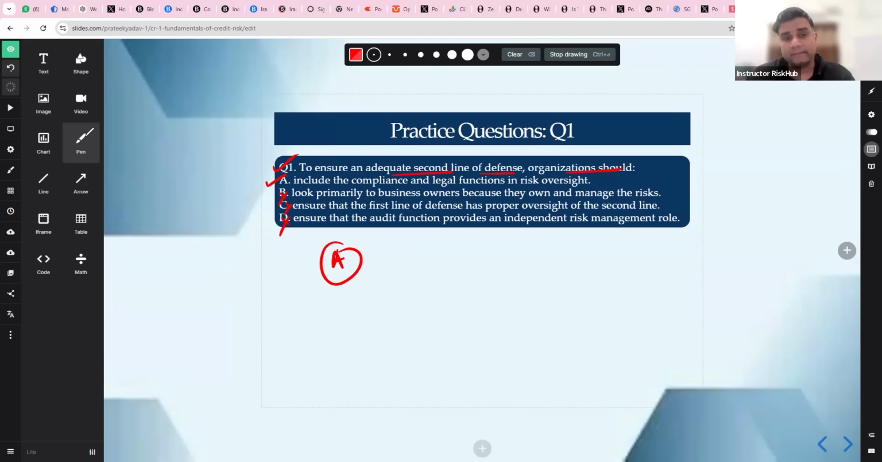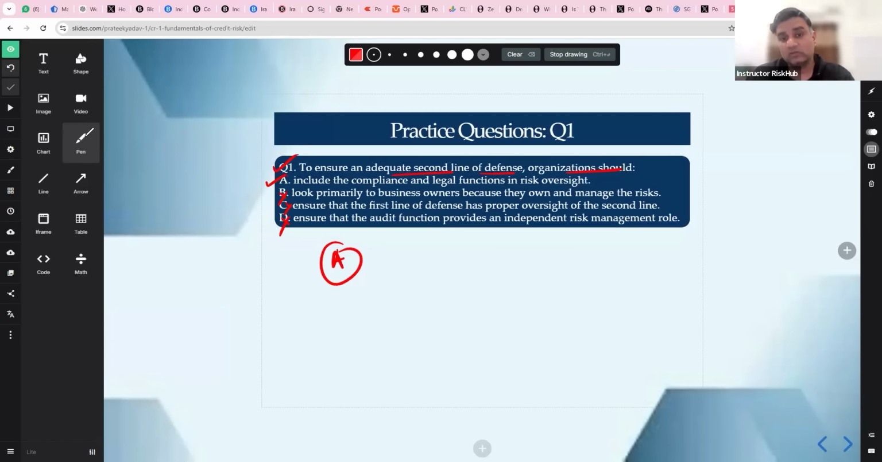When we say to ensure an adequate second line of defense, organizations should include the compliance and legal function in the risk oversight, because the second line includes your enterprise risk management, your compliance, and your legal, right? So that is why A is right. Why is option B wrong? Because we are saying look primarily to business owners. Business owners are not second line, right? These are your first line.